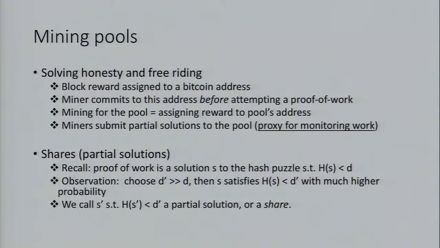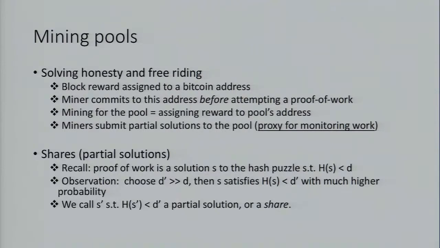So first of all, let me say how mining pools solve the problem of a miner just selfishly keeping the reward for itself. When you mine a block in Bitcoin, when you solve this proof of work, remember that you have to solve this computational puzzle that's tied to the block, right? And you also put in the block the reward that you're going to earn if you successfully solve this puzzle. So the miner is committing to the address that the reward is going to be paid to before attempting this proof of work. So mining for the pool would be committing to assigning the reward to the pool's address.